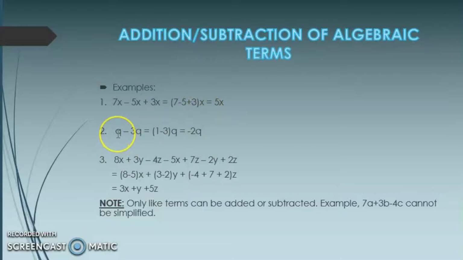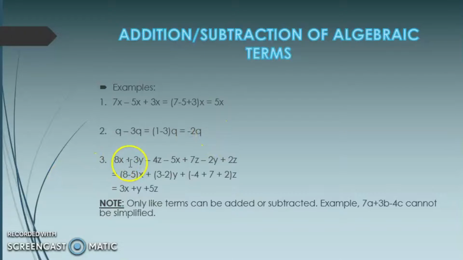The next example, we're subtracting. And since the terms are like, we can work it out. 1 minus 3 equals negative q.